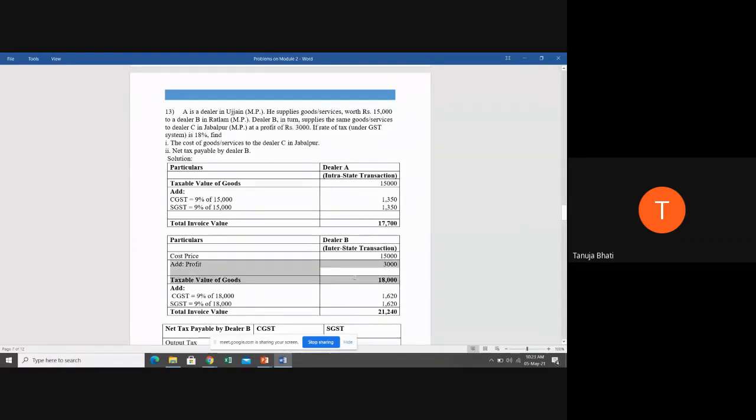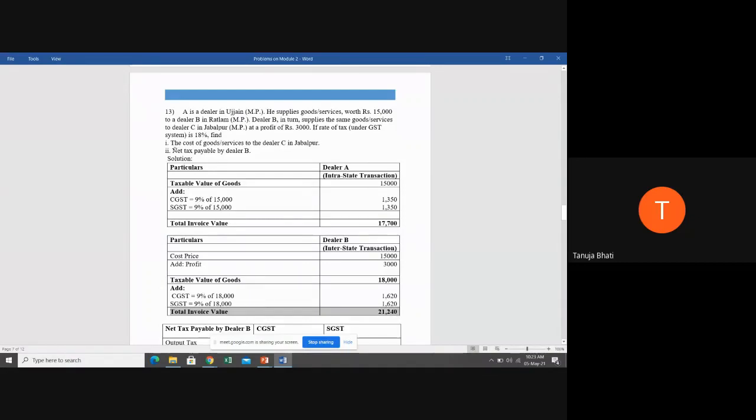So we are adding profit of 3,000 rupees. So what is the taxable value of goods now? It is 18,000 rupees. Now, both dealer B and dealer C are in MP, that is in the same state. Therefore, we are going to charge CGST at the rate of 9% of the taxable value. Similarly, SGST at the rate of 9% of the taxable value, which comes to 1620. So the total invoice value which dealer B is going to collect from dealer C is 21,240 rupees.